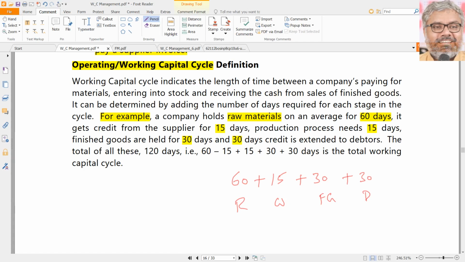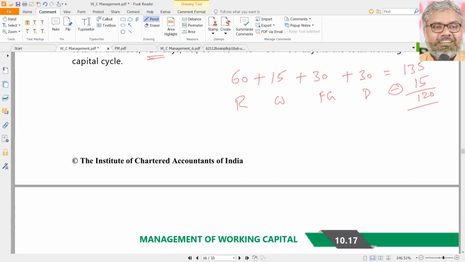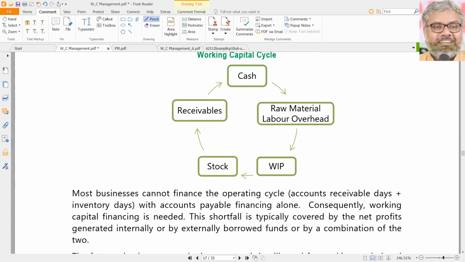So the current assets in this cycle total 75 plus 60, a total of 135 days. But there is a current liability also, where we can get credit from the suppliers for 15 days. That should be reduced. So the actual operating cycle here will be how many days? That is 120 days. That is called the working capital cycle or operating cycle. Simply to depict it in the form of a diagram, it is where the cash is converted to cash.